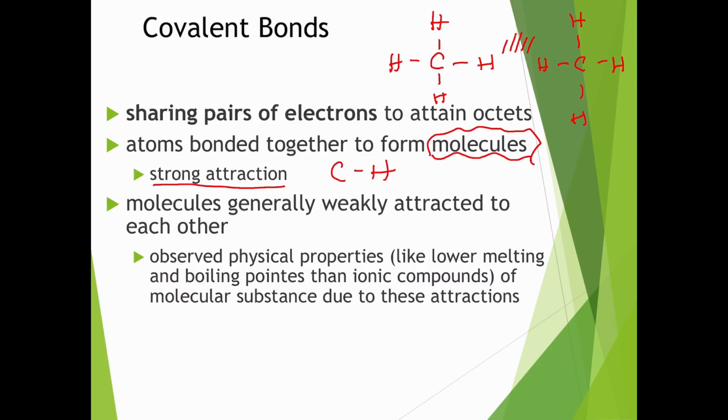And so this gives us physical properties, like lower melting and boiling points than ionic compounds, because ionic compounds are formed by that alternating pattern of positives and negatives. Those are very strong attractions, which lead to high melting points and high boiling points. But since there's a weak attraction between molecules of covalent compounds, we get lower melting points and lower boiling points.